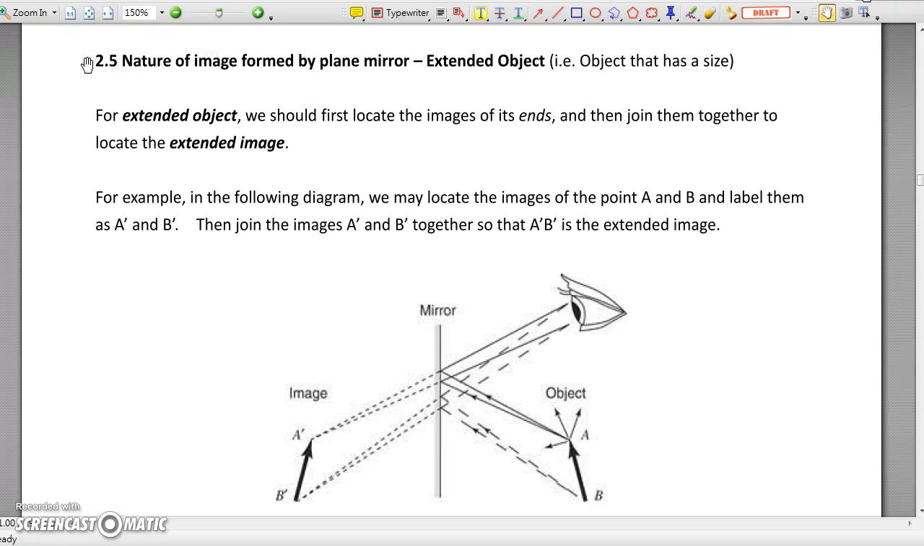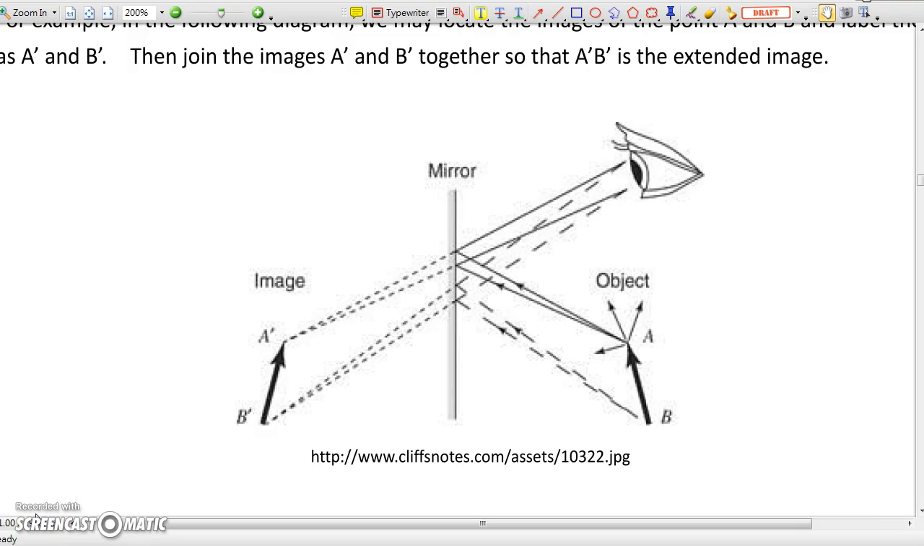2.5 Nature of image formed by plane mirror. Extended object. An extended object is an object that has a size. For example, the diagram here shows an object AB. It has a length AB, and so the image of the object would also have a length A' B'. So how to find the image of an extended object?